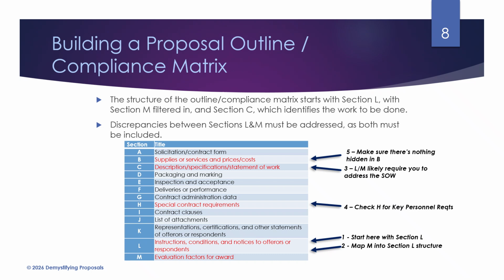Any discrepancies between sections L and M must be addressed, as both must be included. A few other things to look for are section H for key personnel requirements, and then you want to make sure there's nothing hidden in section B, which is your CLIN structure and sometimes has some details that are important for your proposal outline.